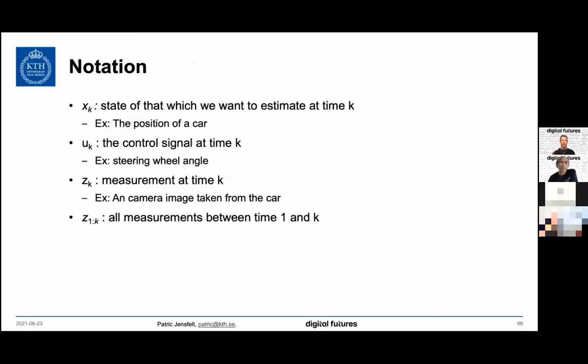Let's say that X denotes the state that we want to estimate. This is what we called theta before, just to be a bit confusing. That might be the position of a car. Then we have some control signal U, that might be our steering wheel angle. And then we have our measurement Z. And Z_k means the measurement at time k specifically, and Z_1:k means all measurements from time 1 to k.